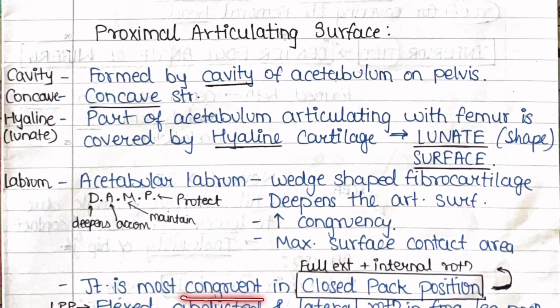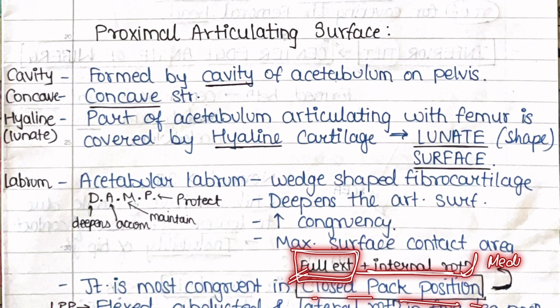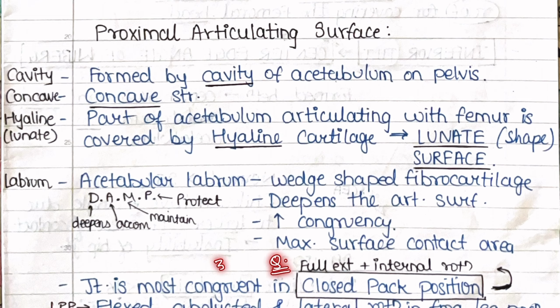So most congruency is present in the close back position of the hip joint, or let's say in other joints also. The CPP, or close back position, for the hip joint is full extension of the hip plus internal rotation, or medial rotation, of the hip joint. You can try it on your own right now while seeing the video, and you'll notice the CPP position. This sort of question is asked in 3 markers also.